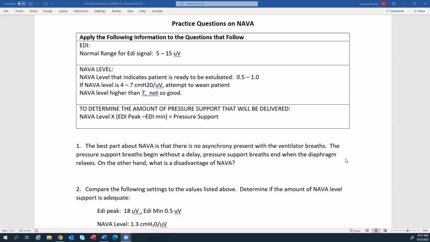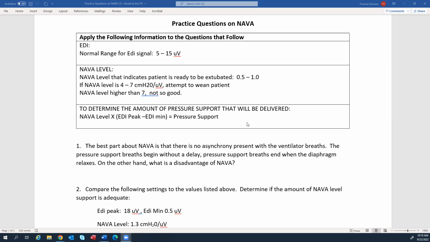Okay, and then to determine the amount of pressure support that will be delivered, you take the NAVA level, multiply by the EDI signal. You take the peak minus the minimum, and that equals pressure support.